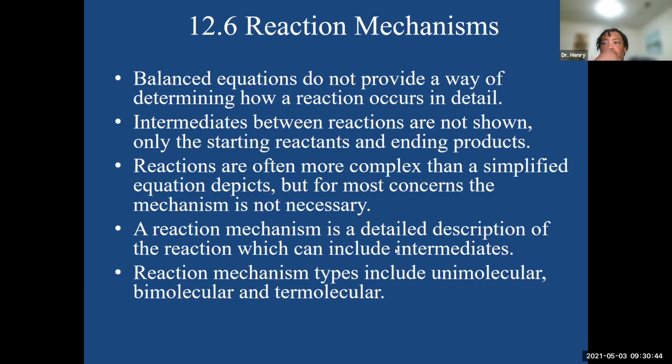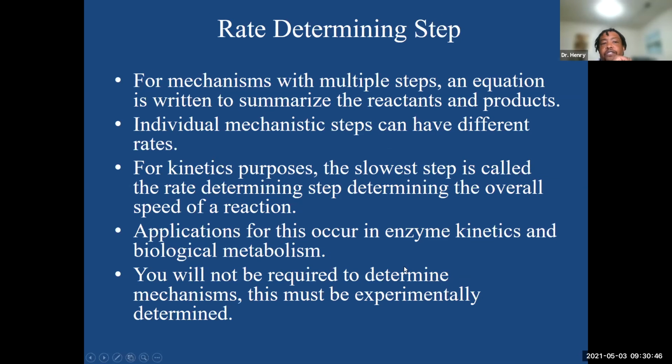Okay. Your rate determining step: sometimes you have a reaction that occurs, but it's going to be dependent on another reaction, right? So you always use the slowest step as your rate determining step, because you're not going to be able to make anything until you get that slow step taken care of first. Okay, and this is very important in terms of the biological aspects. So those who are planning to go into pharmacology and drug design, you want to pay attention to that quite a bit.